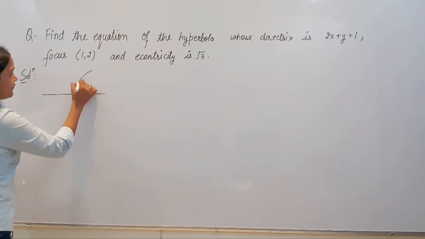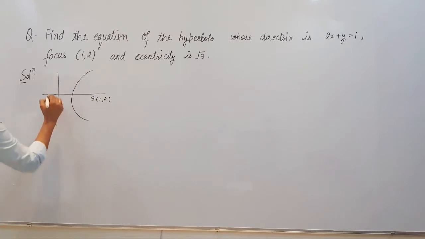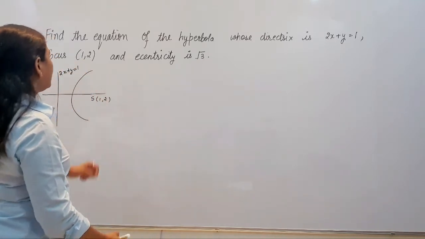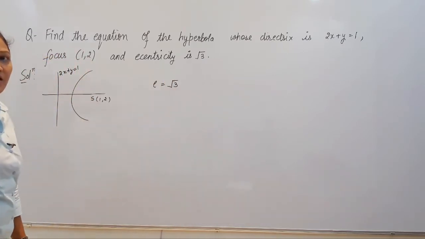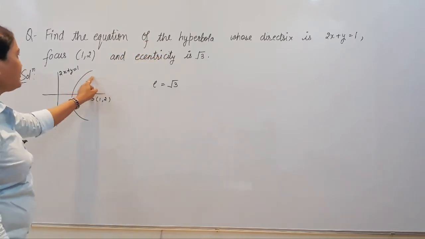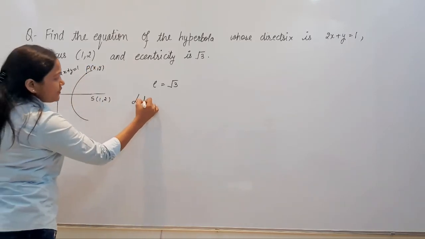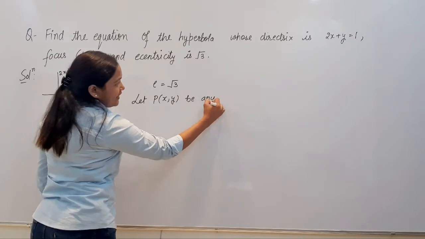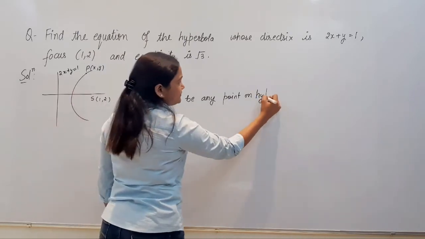एक आपको फोकस गिवन है (1, 2), डायरेक्ट्रिक्स गिवन है that is 2x + y = 1, and the eccentricity of this hyperbola is √3. कैसे प्रोसीड करेंगे? अगर आपको इक्वेशन ऑफ हाइपरबोला बनानी है तो यू हैव टू टेक अ जनरल पॉइंट, लेट P be any point on the hyperbola.